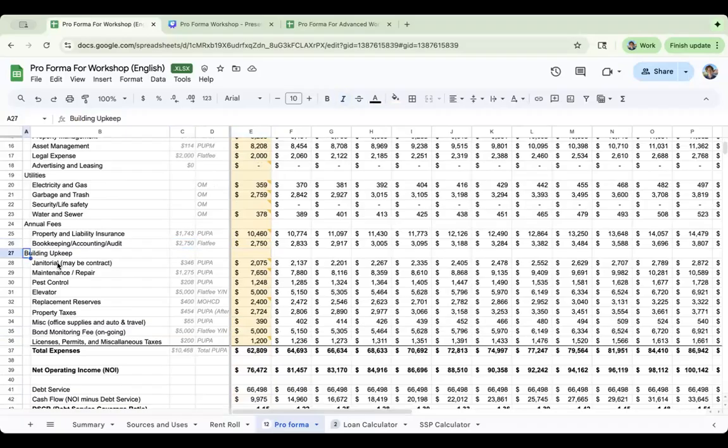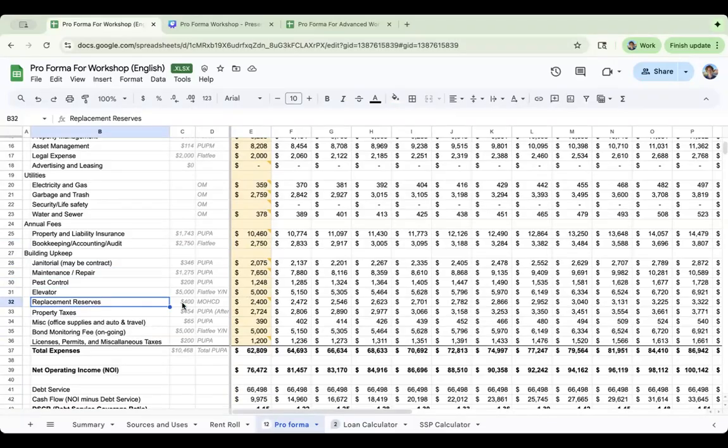Then we've got building upkeep. So this is just responding to needs that are not anticipated, but just come up, right? So we've got to have the janitor come in sometimes and clean things up. Maintenance and repair. This is usually a pretty big expense. Pest control. This happens periodically. We account for it. Elevator only if there's an elevator, which this building, I think it does have one.